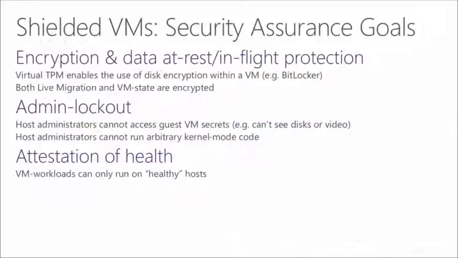But ultimately, what's the assurance goal? Well, we want to enable the use of disk encryption within the VM, so things like BitLocker. For compliancy, that's fantastic. It checks a box for a lot of organizations who traditionally haven't been able to do that. When you live migrate the VMs, that's fine. The traffic is encrypted as well. So live migration and VM state are encrypted. And the host admin can't access guest secrets, and can't run arbitrary kernel mode code. So we're really protecting that virtual machine through that separation layer that we talked about. And the workloads can only run on legitimate hosts, those healthy hosts that have been proven to be legit by the host guardian.